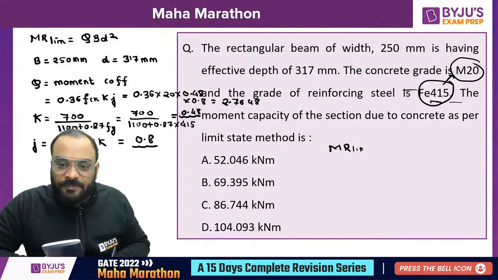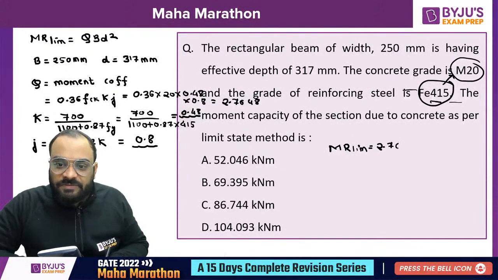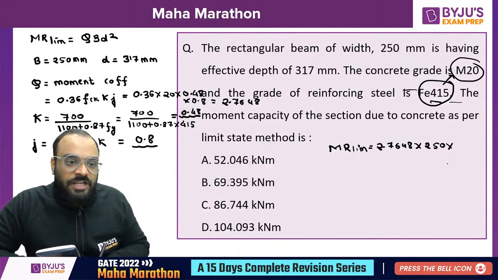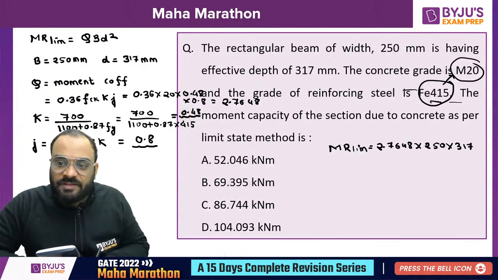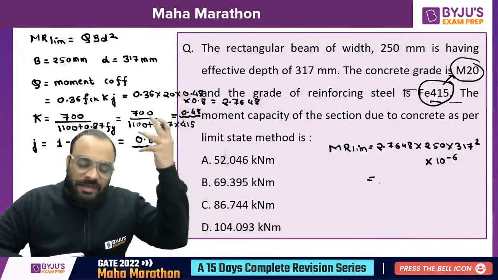M_R limiting is equal to Q, which is 2.7648, multiplied by b. b is 250, small d is 317 square, correct? And then you need to multiply with 10 raised to power minus 6, so that it is converted into kilonewton meter, correct?